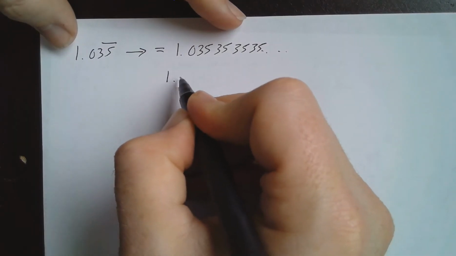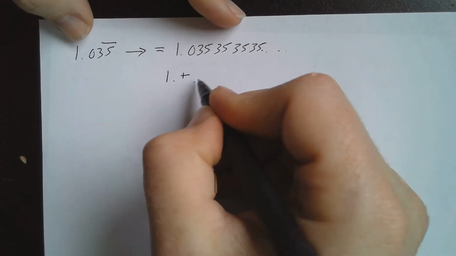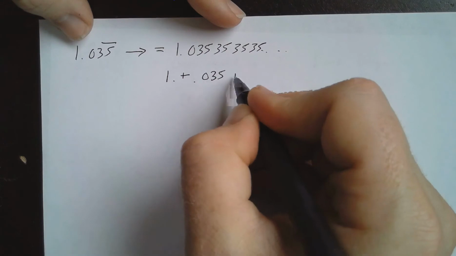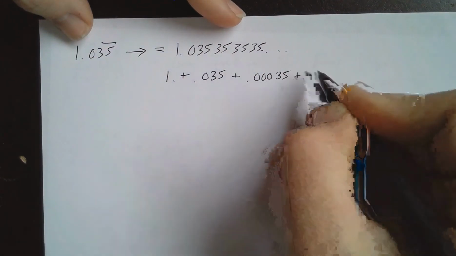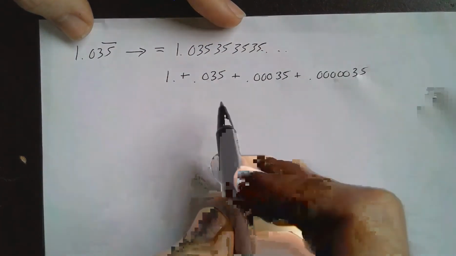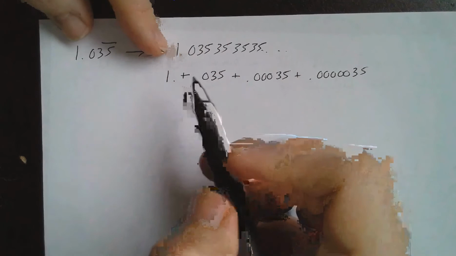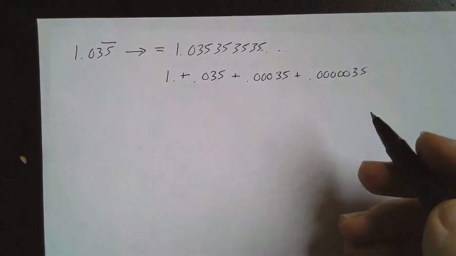I'm also going to make note that this is 1, heck, let's just leave it as 1, plus 0.035 plus 0.00035 plus 0.0000035. And you'll notice that if I start smashing these things back together, I will get this number up here. I could do one more, but I don't think it's necessary to show that anymore.